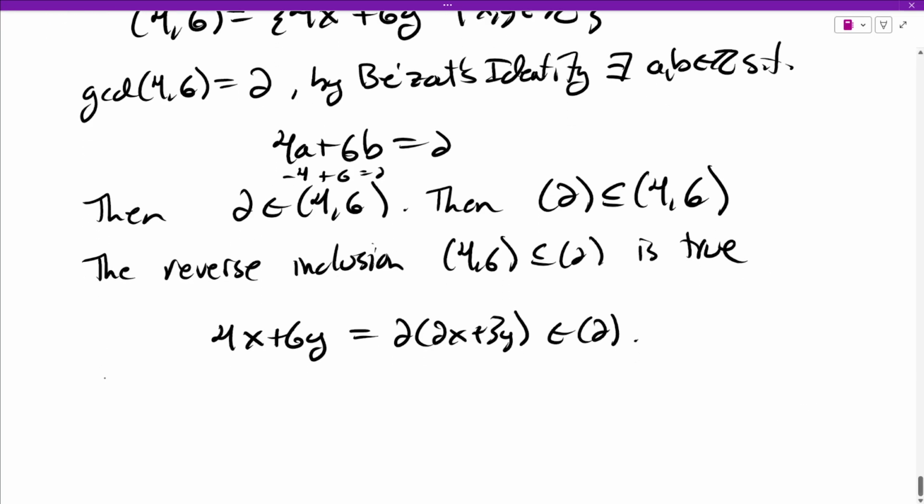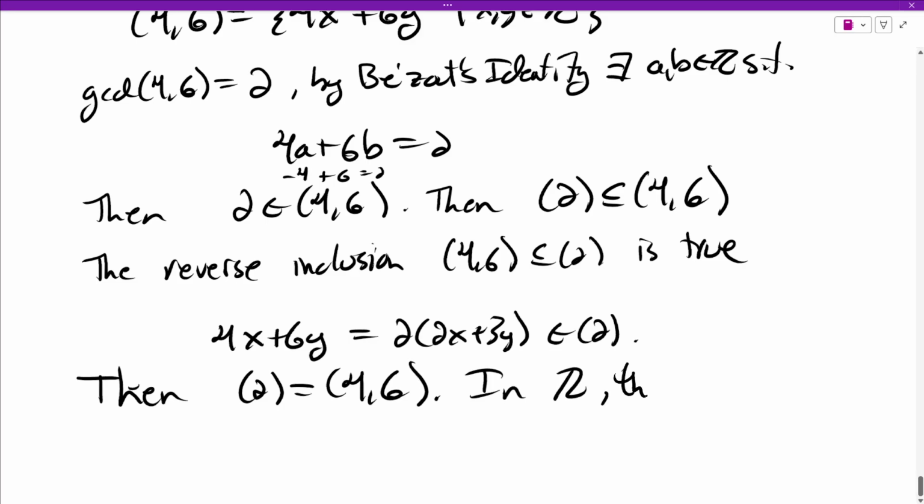So this tells us that the principal ideal generated by 2 is the same as the ideal generated by 4 and 6. And in fact, in Z, this will always happen. This is the subject of our very last week. So we're going to return to this when we talk about what are called principal ideal domains at the end of chapter 3. But this will always happen.